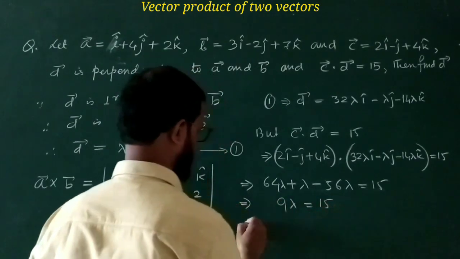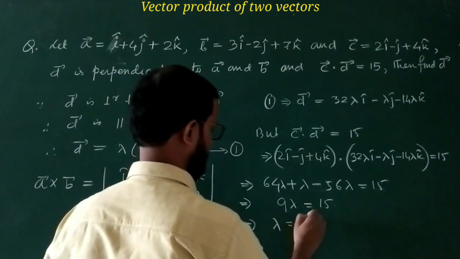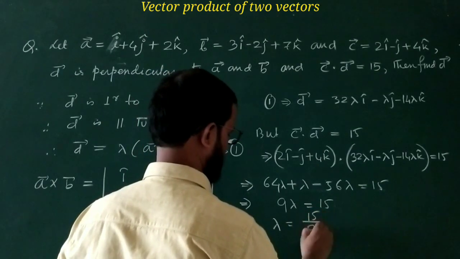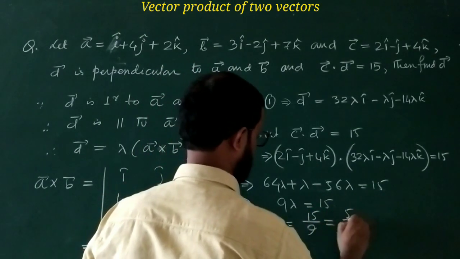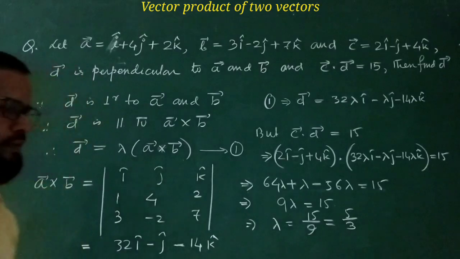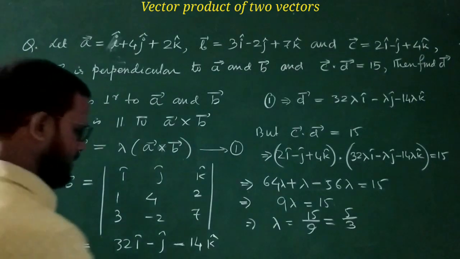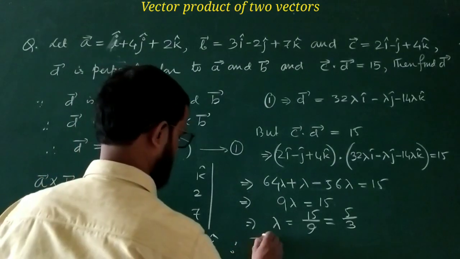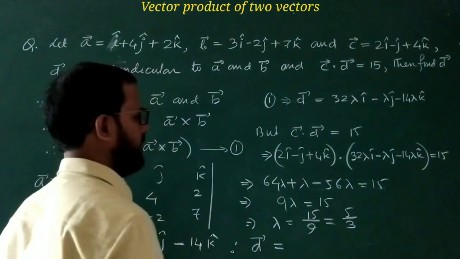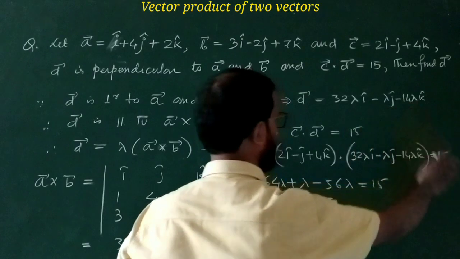15, and from here lambda equal to what? 15 by 9, which equals 5 by 3. Our target is to find what? D vector. Therefore, what is D vector? D vector is equal to, you can put the value of lambda here.